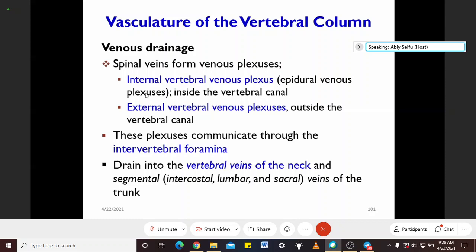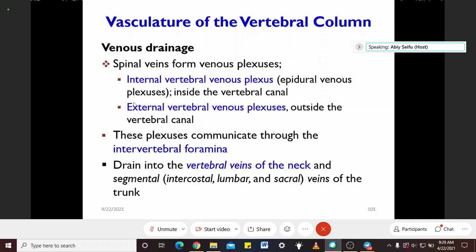And they communicate with each other by the intervertebral veins, through the intervertebral foramen. Note that the internal vertebral veins are also continuous through the foramen magnum, and they communicate with the venous drainage of the cranium, that means the brain. So this serves as a route for infection transmission from one region to the other, specifically from the exterior parts of the body.